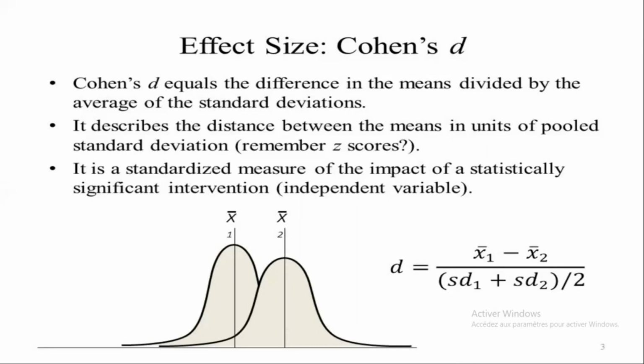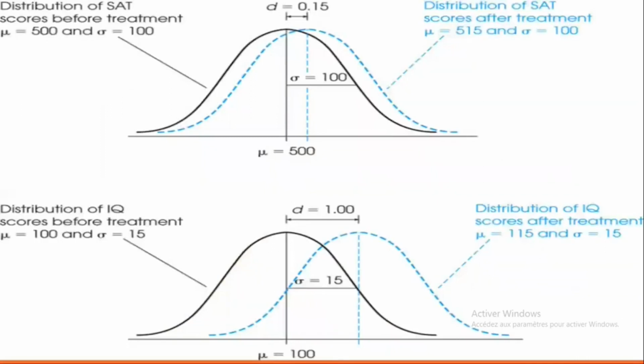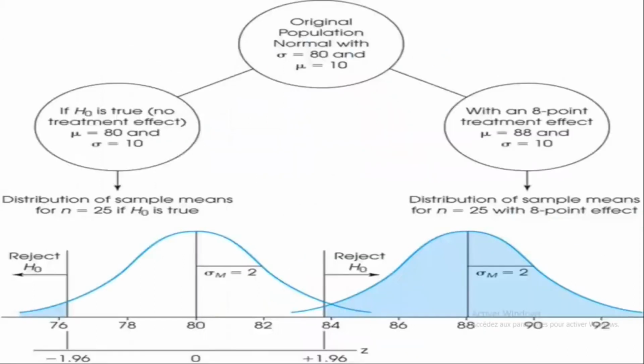Power of a hypothesis test. The power of a hypothesis test is defined as the probability that the test will reject the null hypothesis when the treatment does have an effect. The power of a test depends on a variety of factors including the size of the treatment effect and the size of the sample. That's it for this video and we hope you find it useful.